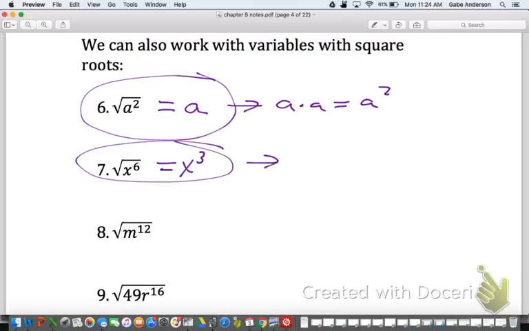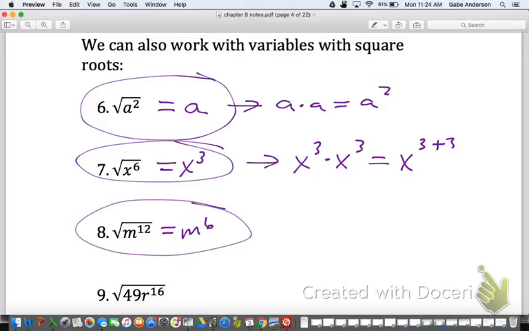And so again, kind of a check or a proof of this would be to say x to the 3rd times x to the 3rd. Whenever you are multiplying your bases, what do you do with your exponents? Add them. So x to the 3 plus 3, well, 3 plus 3 is 6. It checks. How about number 8? Square root of m to the 12th. M to the 6th. That's right.